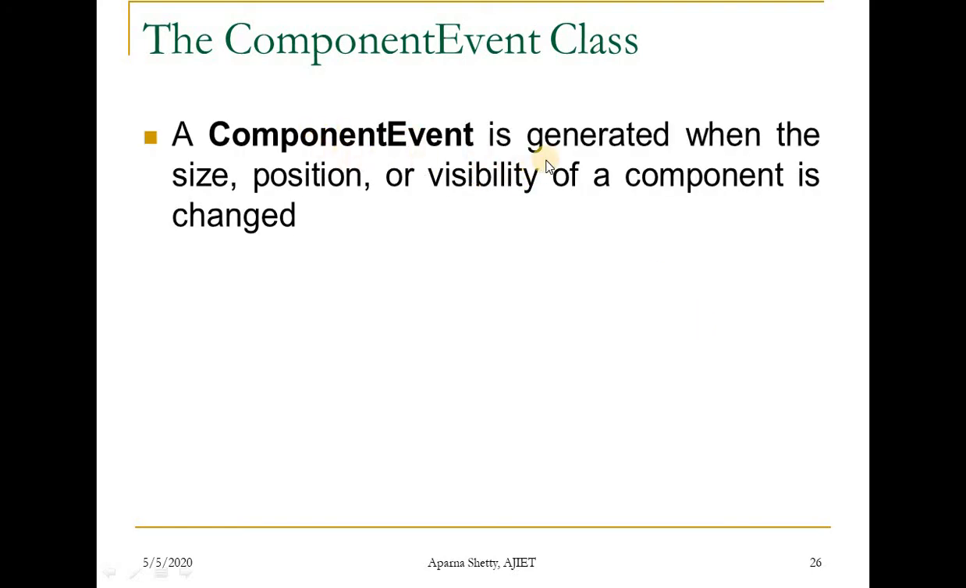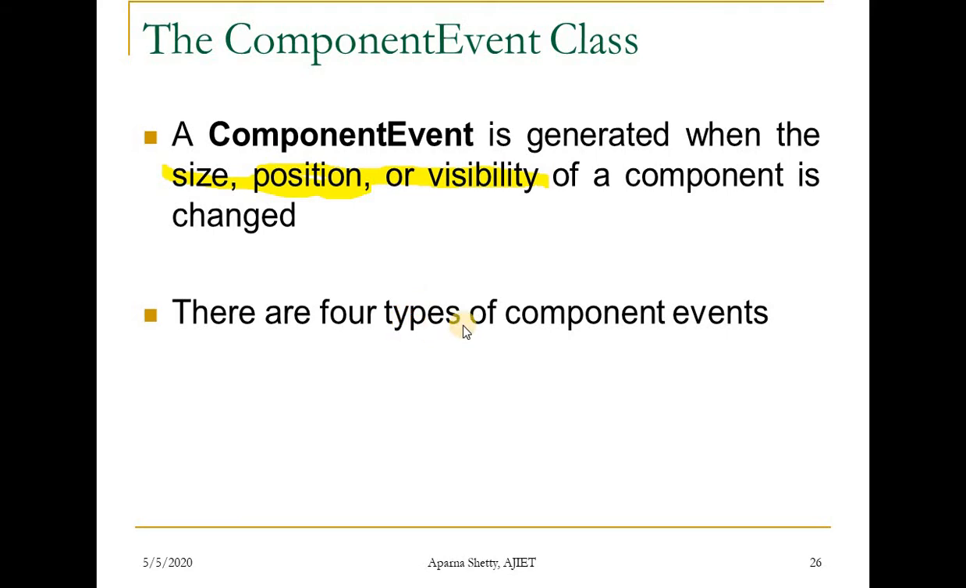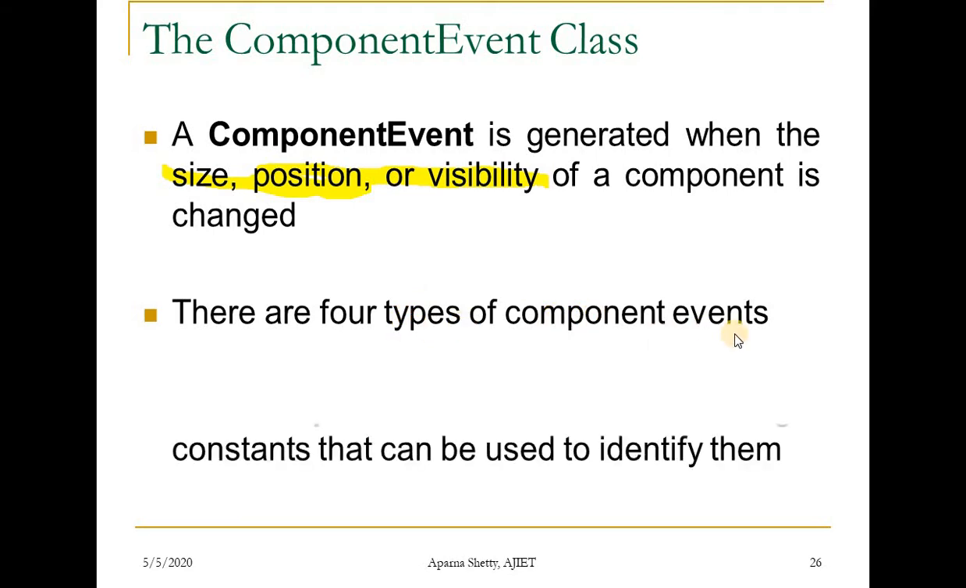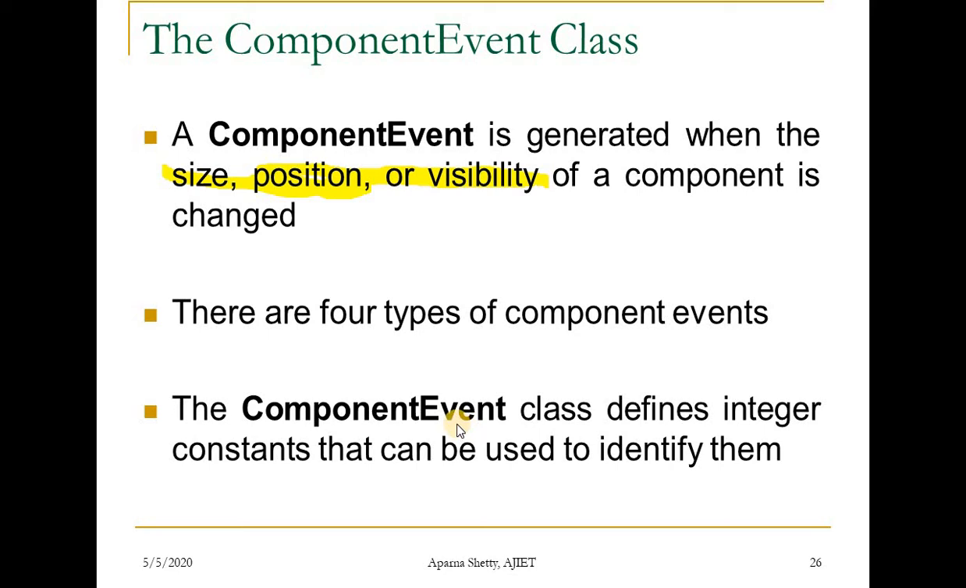A component event is generated when the size, position or visibility of a component is changed. So if we change the size, position or visibility of a component, then a component event is generated. There are 4 types of component events. Let us see. The component event class defines integer constants that can be used to identify them.